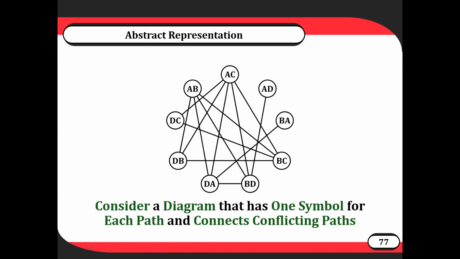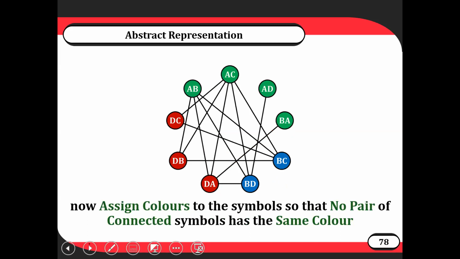So what we're going to do is take each path and make a node of it. So each of these represents one of the paths. And if 2 paths conflict, then we're going to connect them by what's called an edge. So we can call these nodes, and the connections between the nodes, we can call these edges. And then what we're going to do is what's called color, we're going to assign colors to these symbols so that no pair of connected symbols has the same color. All right, so that's what we did here.